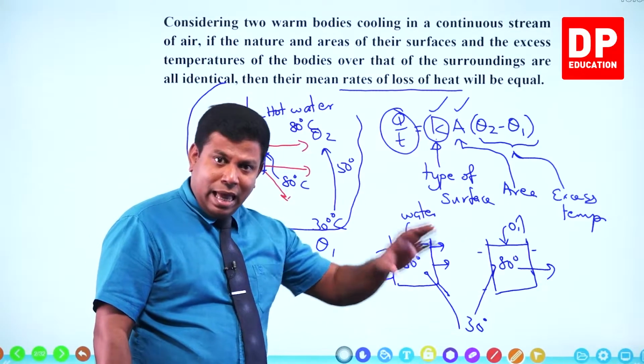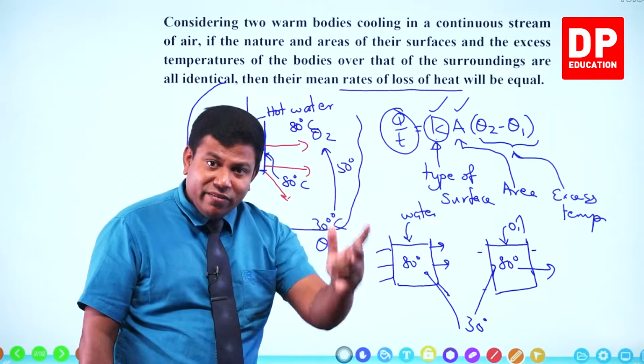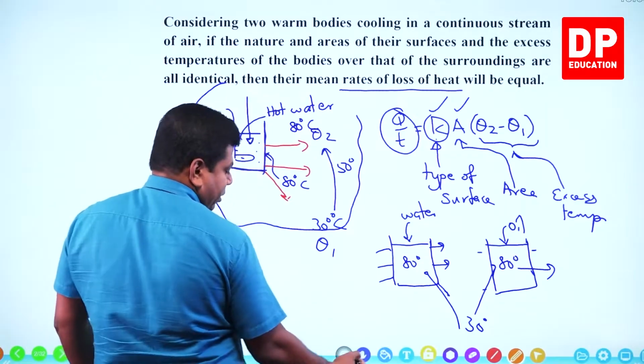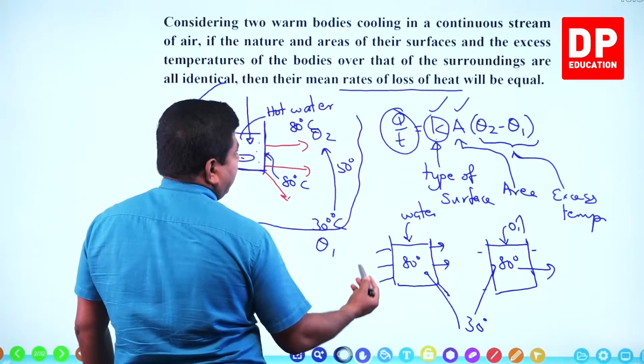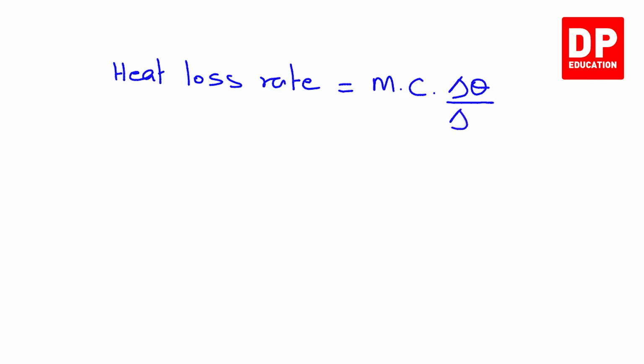Right? At the same time, you know there is another way to write Q by T. What is the other way to write the heat loss rate? Look here. Heat loss rate can be calculated as m c delta theta by delta t.